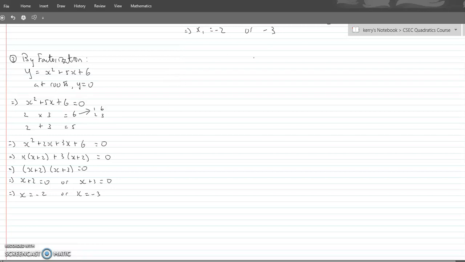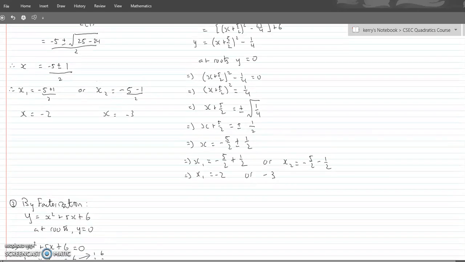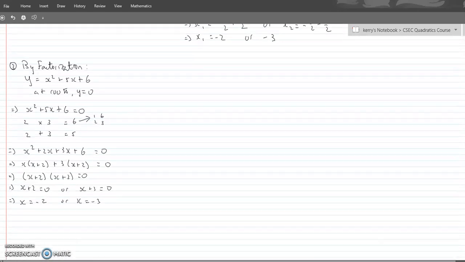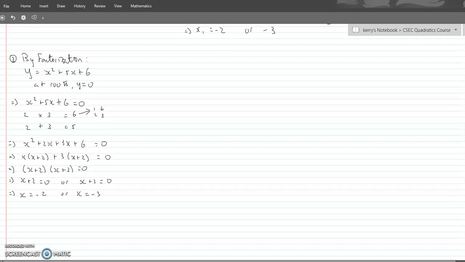You really only use the completing the square method if it is you doing a question with completing the square in it. So ideally, the best way to go is by factorization.